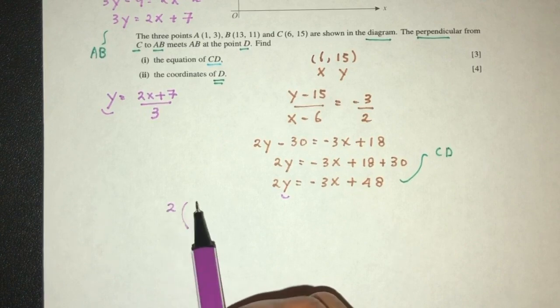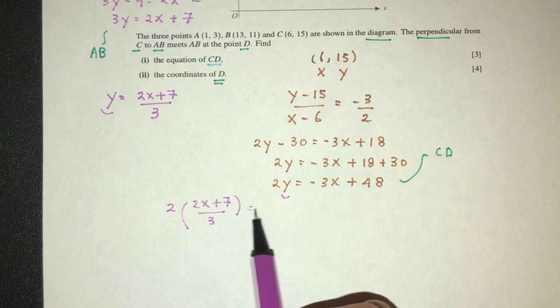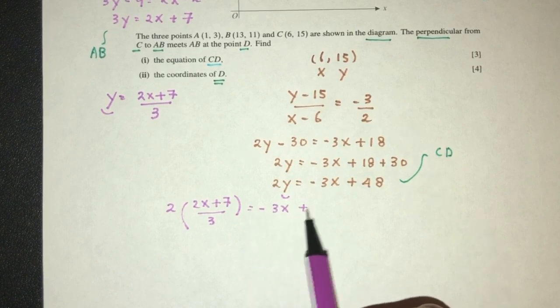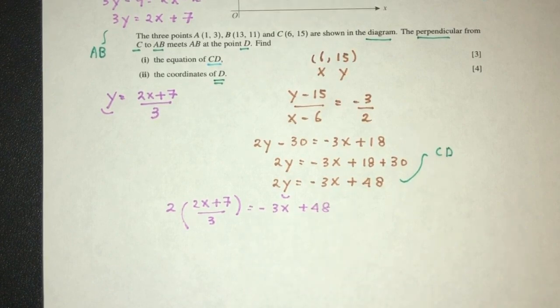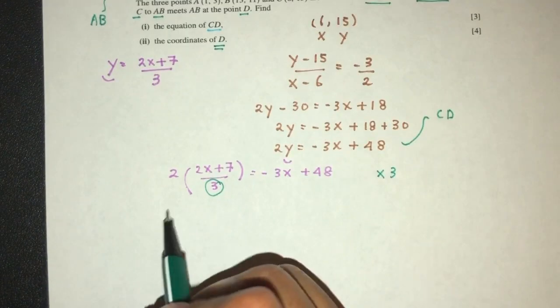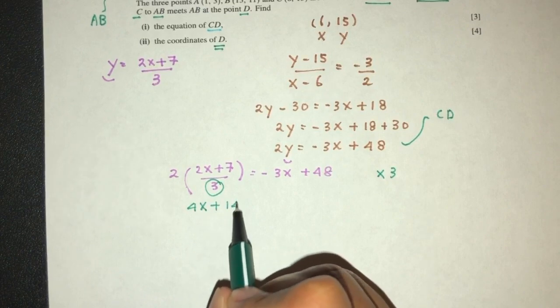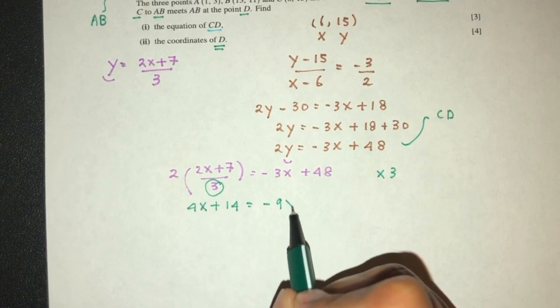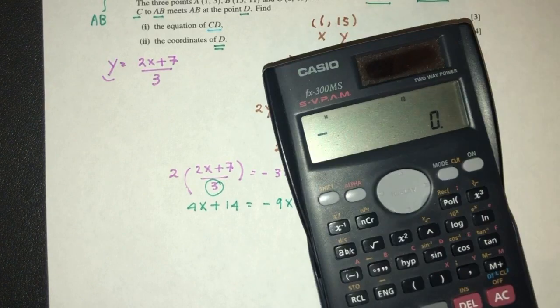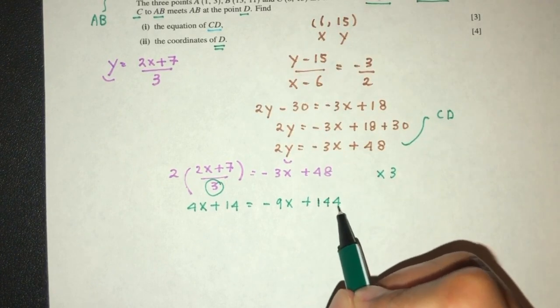You will have 2. Y is also 2x plus 7 over 3 equal to minus 3x plus 48. Now, to remove this 3, I can multiply by 3 everywhere. It will become 2 times this will be 4x plus 14 equal to minus 9x plus 48 times 3 is what? Let's see. That should be 144 as my value over here.